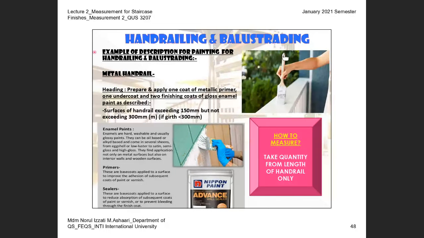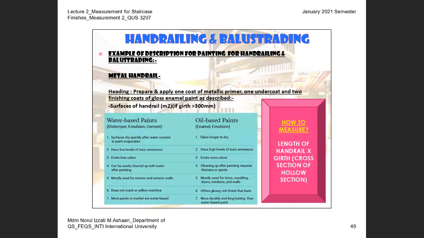This is another example, but this is metallic primer. This metallic primer is for when the handrail is made from metal, so you can use this one as a guideline. If you have any metal handrailing or metal balustrading, use this one as a guideline for your description. How to measure? You can take the quantity from handrail. If the unit is similar, then you can take quantity. If not, you have to take the length times the girth. If the girth is more than 300 mm, you have to measure times the girth.